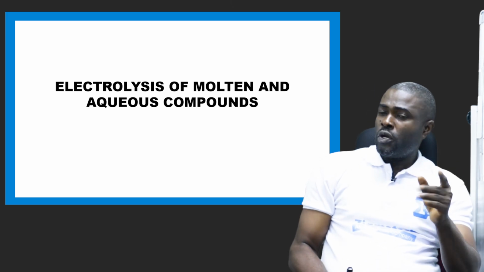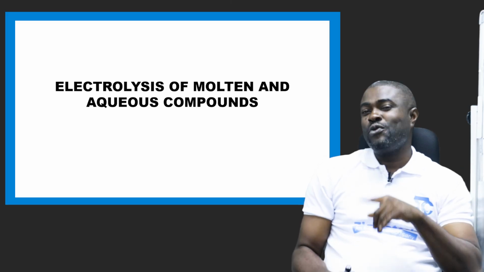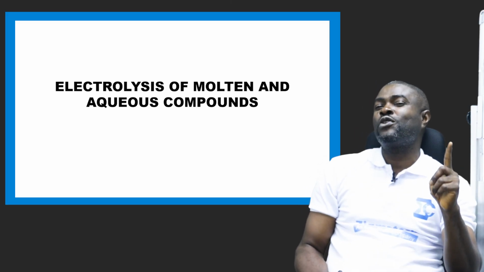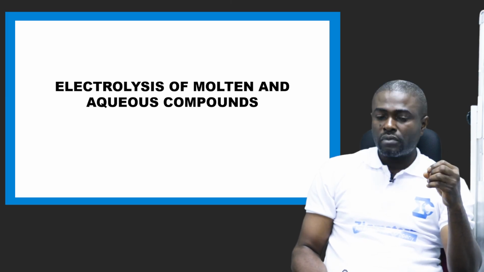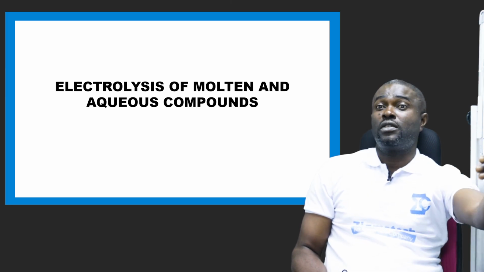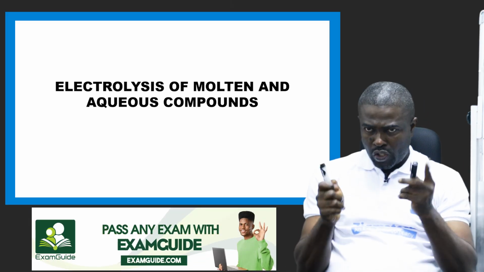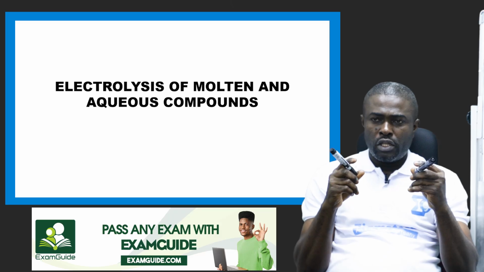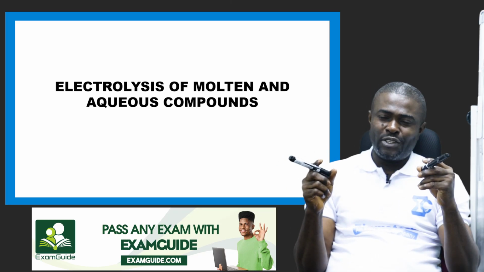The other way around, the negative ion inside the electrolytic cell will locate the positive rod, which is a positive electrode. When it gets there, what will happen? It loses electron to still become neutral atom. So this is what is happening now. This one will gain electron to become neutral. This one will lose electron to become neutral.